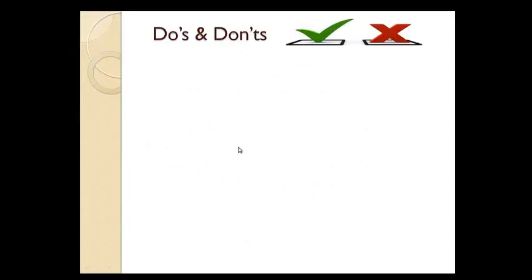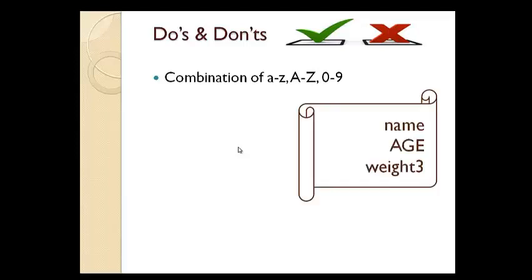Do's and don'ts in declaring and accessing variables. A variable name is a combination of alphabets, which may be small letters or capital letters, and numbers. Here is the example. You can see name is a variable name which is fully small letters, then one with capital letters, and the third one is a combination of alphabets and then a number.